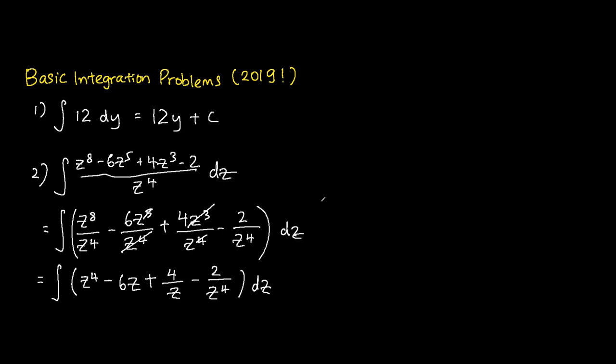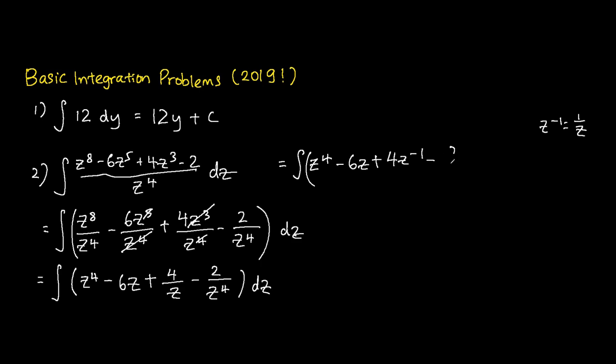And the next thing I will do is bring the z up into the numerator. How do I do it? It's basically converting it into indices. So for the first 2 terms, it will be the same. And for the third term, if you bring this z up to the numerator, you get z to the power of negative 1. So z to the power of negative 1 is the same as 1 over z.